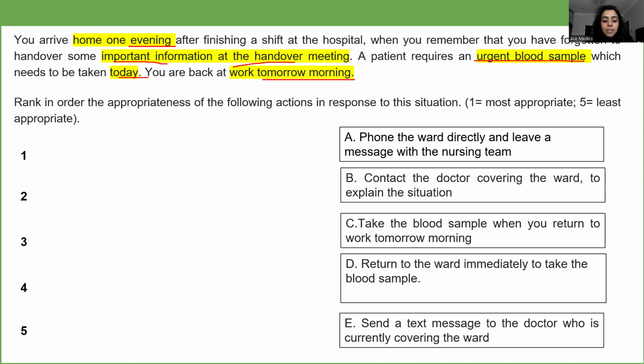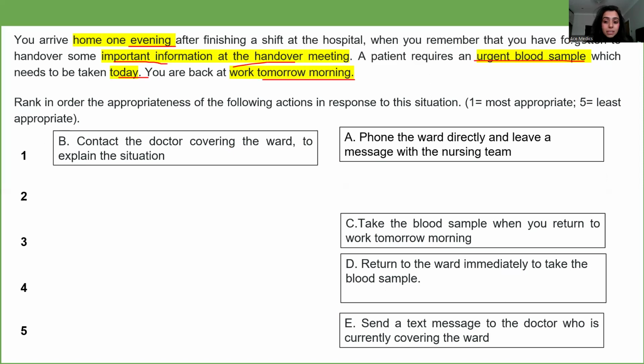Now, the main thing to understand here is what this scenario is testing. This scenario is clearly testing patient safety, and it's also testing your ability to cope under pressure and to sensibly manage a situation. You've forgotten to hand over this important information, but the blood test must be done today, and you're going to be back at work tomorrow. So you do need to find a way to ensure that the blood test is done today. Any options which compromise patient safety and result in the blood test not being done will rank low. Going through our options, the most sensible option would be option B, to contact the doctor covering the ward to explain the situation.